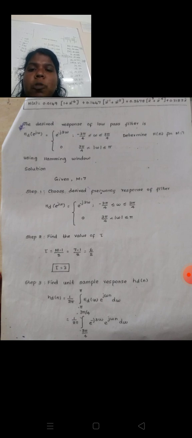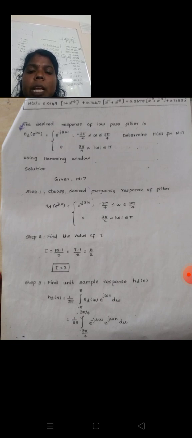Next, step 2. Find the value of tau. Tau is equal to M minus 1 by 2. That is a formula. M is equal to 7, that is given in the question. Therefore, tau is equal to 7 minus 1 by 2, which is 6 by 2. Therefore, tau is equal to 3.